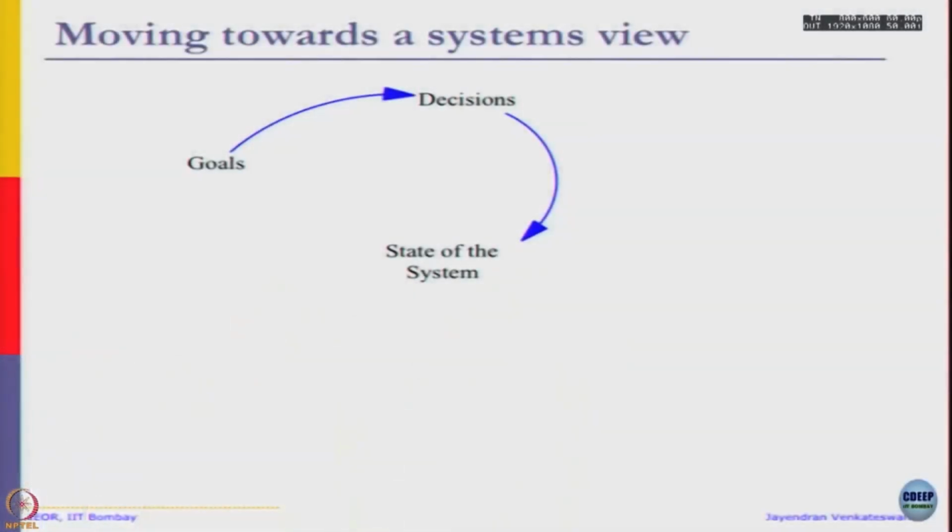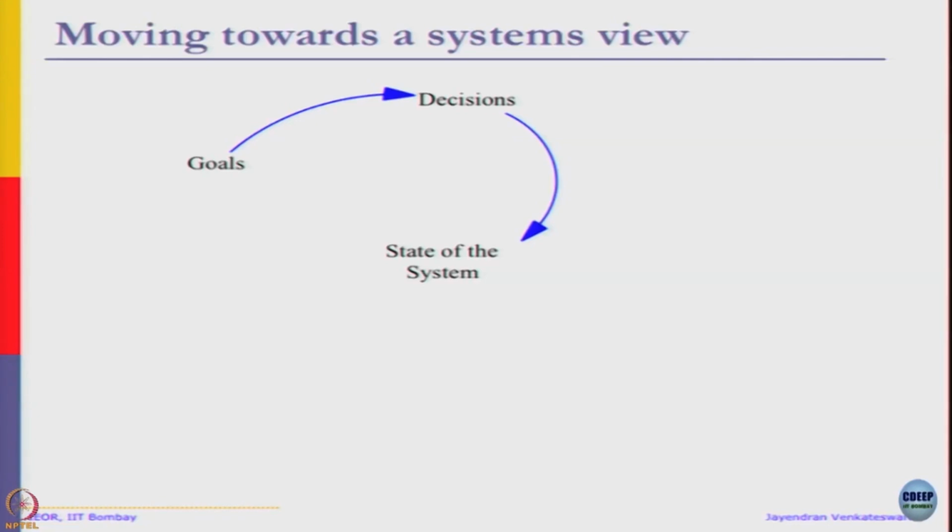So, moving towards the systems view, I need to change slide. So, we have goals, and based on the goals we take decisions that influence the state of the system. That is again just a curved diagram of the same linear diagram we saw a few minutes ago.